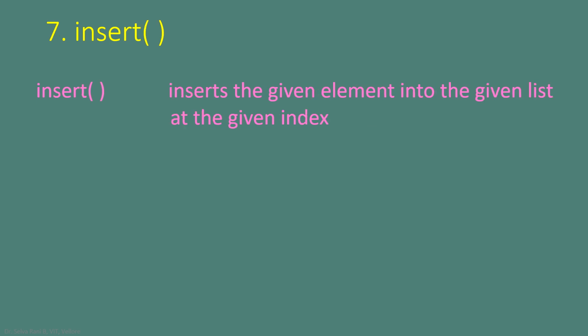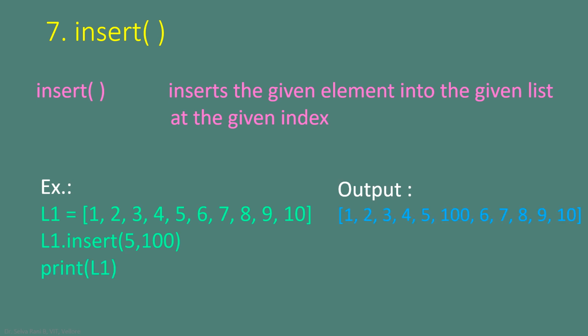Insert. This method inserts the given element into the given list at the given index. Append will add one element at the end of the list, and insert will add any element in any position. Let us assume that we want to add a new element 100 at the position 5. In the given list L1, at the position 5, the element present is 6. Now 6 will be shifted one step and then 100 will be inserted in that position. So if you print the result of list L1, we will be having a new element 100 at the position 5.